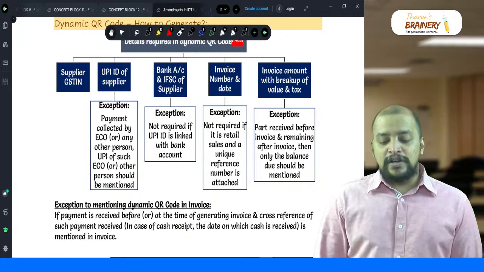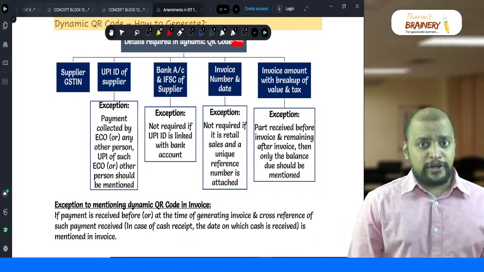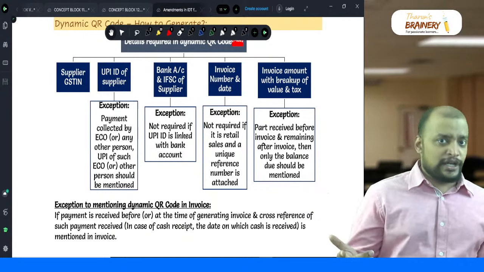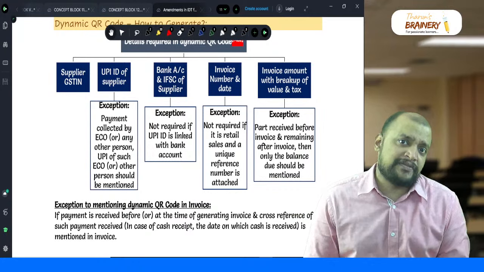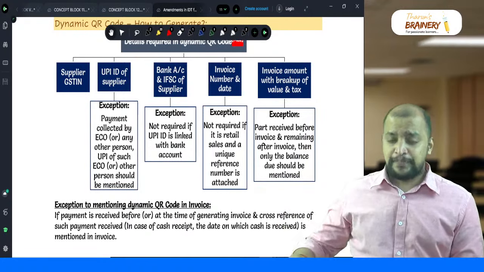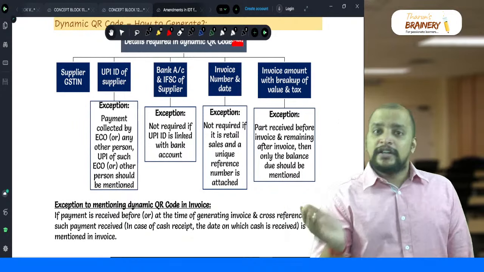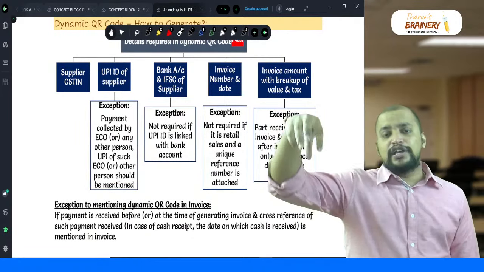Then next, the invoice amount with breakup of the value and tax. In this regard, I told you one point: if payment is received before the date of invoice, there is no need to generate a dynamic QR code. What if part payment is received before and the remaining payment is received after? In that case, the QR code should contain the value and tax only with respect to the remaining amount, not the entire amount. Only with respect to the remaining amount should it be mentioned.